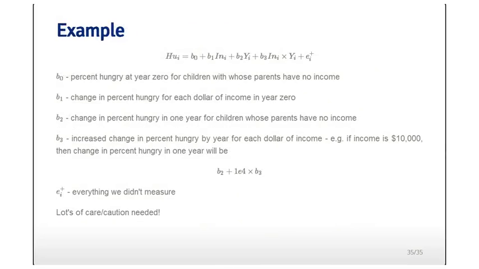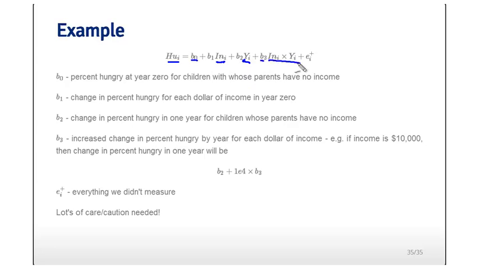So here is our outcome again, which is the percent hungry. Here is our intercept. Here, IN in this case is income. We're putting income in as a variable. So here we have income, year, beta 1 for income, beta 2 for year, and then beta 3 for income times year.